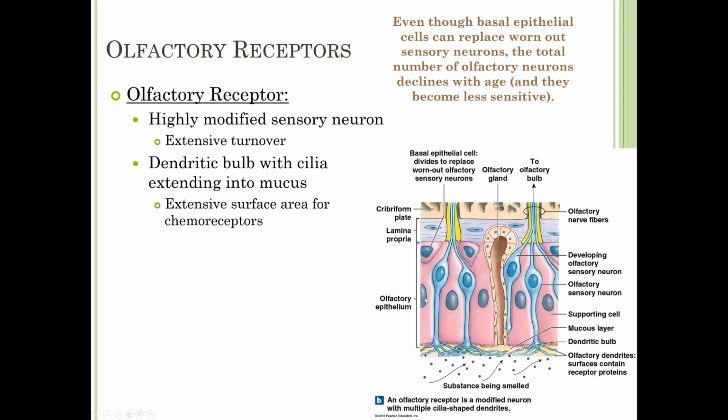So if we go back to the structure of the olfactory receptor, at the very ends of these modified neurons, there is a dendritic bulb that actually protrudes out into the nasal cavity, and then these bulbs have little cilia that extend away from them and go into the mucus that lines the nasal cavity. And the purpose of having all of these cilia is that it provides an extensive surface area for the chemoreceptors that are actually embedded in the plasma membrane of all of these little cilia.